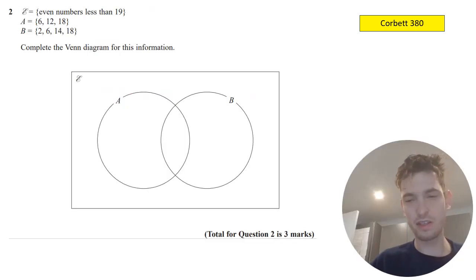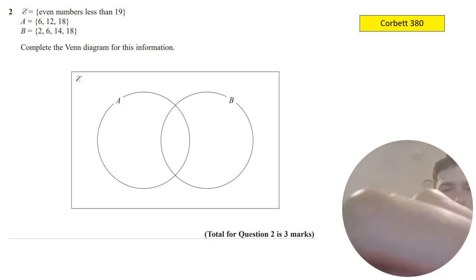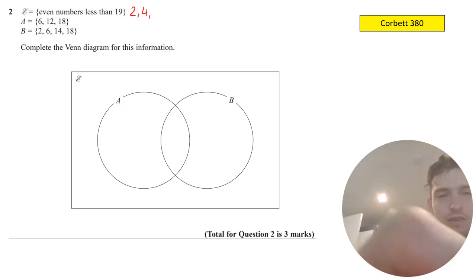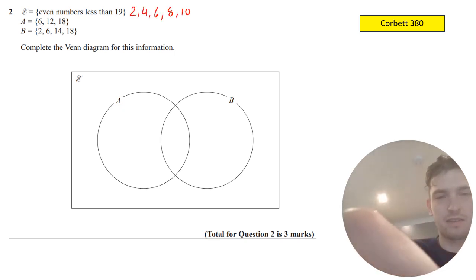Okay, question 2. Hopefully this was a nice and easy one. It was a Venn diagram question. Again, with all these questions, I put the Corbett reference numbers so you can practice similar types of questions. So I could have put all the even numbers less than 19 in here. So let's first of all just list out all of those even numbers less than 19.